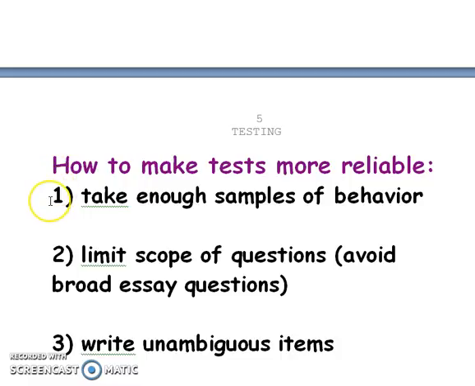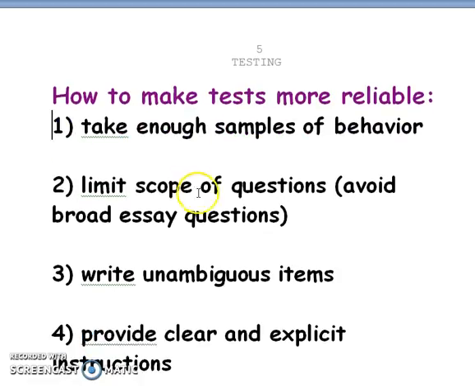Now, how can we make tests more reliable? First of all, take enough samples of behavior. You cannot give a student only one test for the whole course, or one sample. I can give you one test, but I also can give you an essay, and I can give you assignments. I need to take as many samples of behavior as possible. The more questions, the more tests, the higher the reliability.